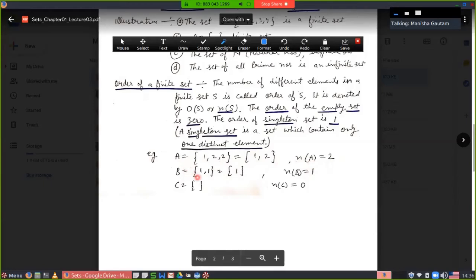B is written here as {1, 1}. {1, 1} means only 1. Sometimes it is written like this, {1, 1}, but you know that a number is written only once in a set. It means 1 is written here, only one element is there. The number of elements in B will be 1. C is equal to only the closed brackets. No element is there. It means this is an empty set. If it is an empty set, no element is there, so the number of elements in C will be 0.